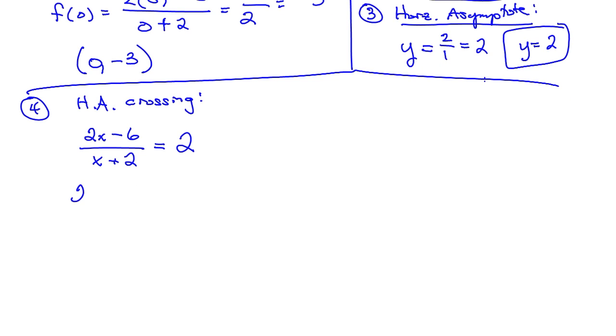Cross multiply. You get 2x minus 6 over x plus 2. We're going to cross multiply the x plus 2. So you get 2x minus 6 equals 2 times x plus 2. Distribute the 2 on the right side.